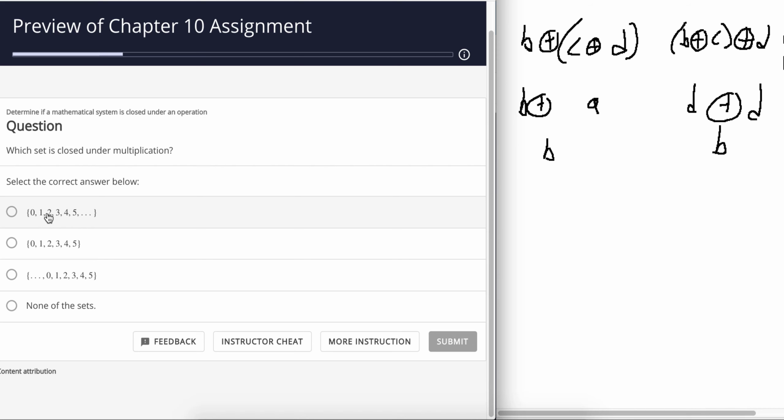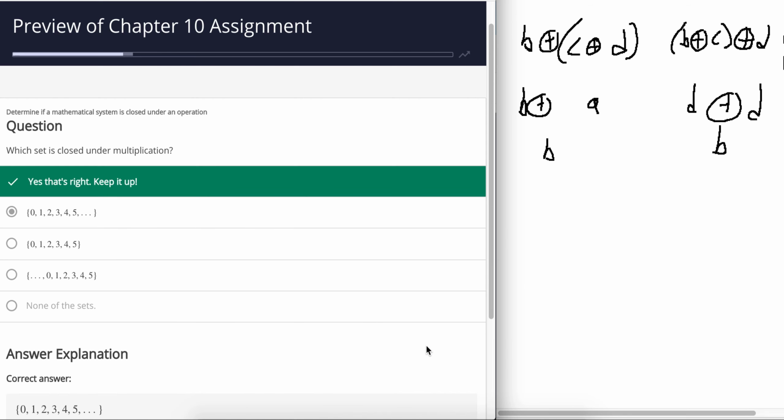1 times 2 is 2. 2 is in the set. So it's looking closed. 2 times 3 makes 6. 6 is going to be a number. This one is closed under multiplication.